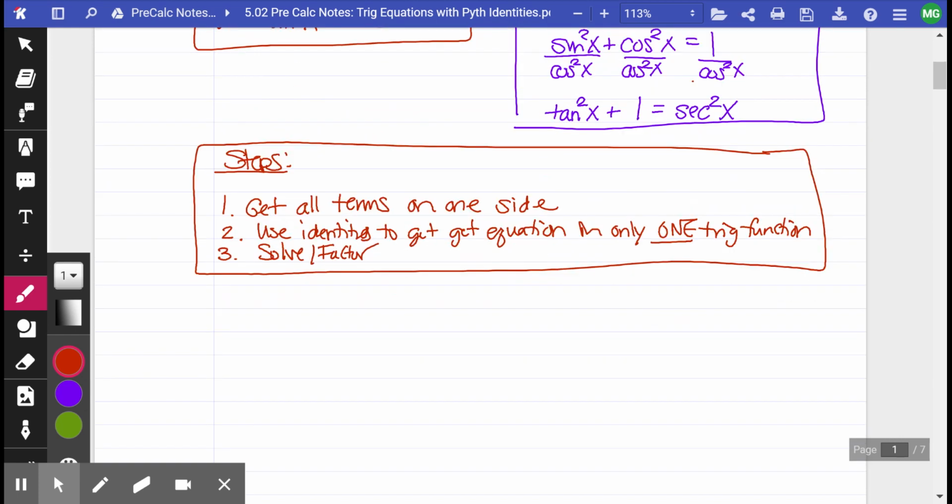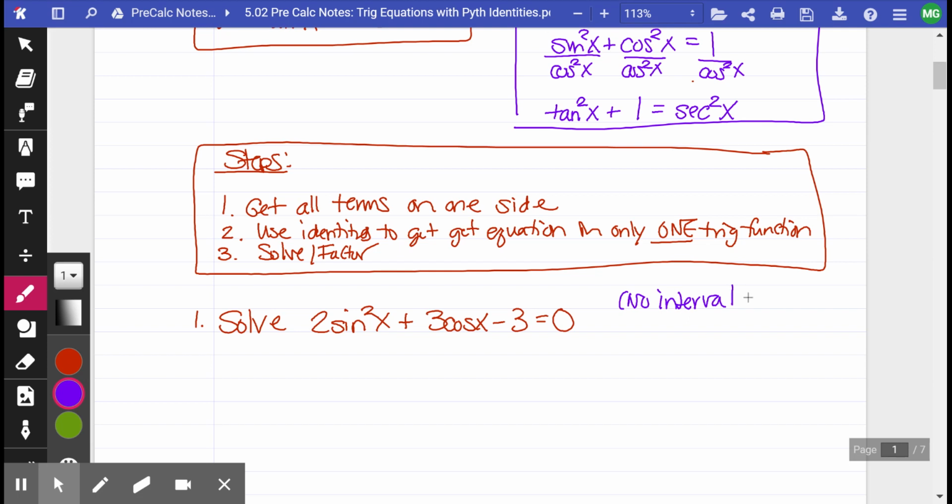All right, so let's take a look at what that means. So number 1, solve for x. 2 sine squared x plus 3 cosine x minus 3 equals 0. So first thing we did was we got everything on one side. Something else to take note of here, there's no interval given. So if there's no interval given, you're going to need to use that general form that we talked about, the plus 2n pi.